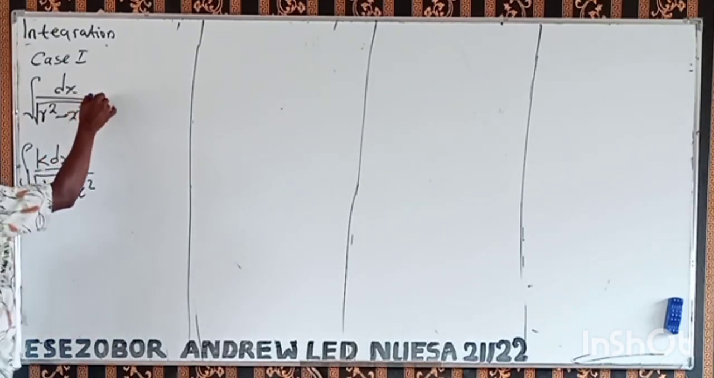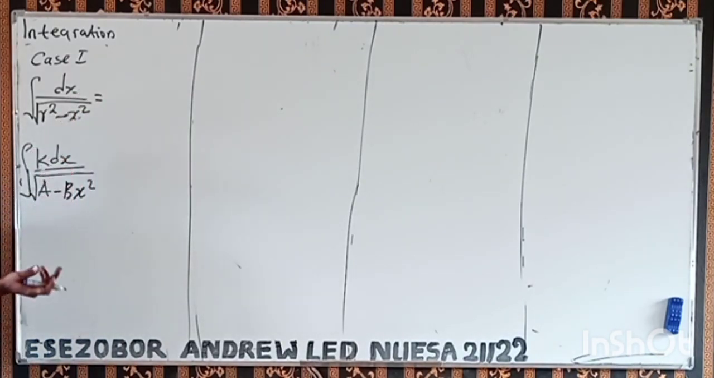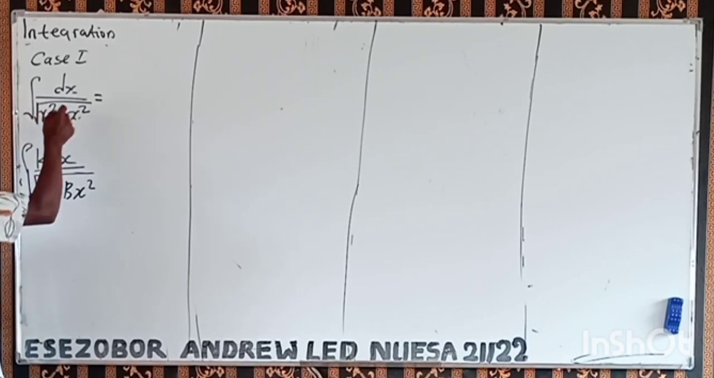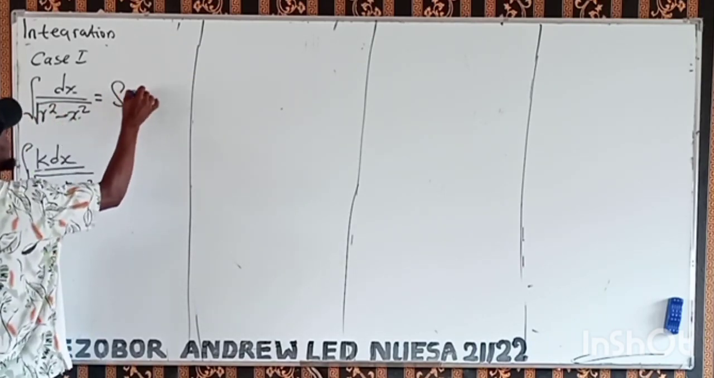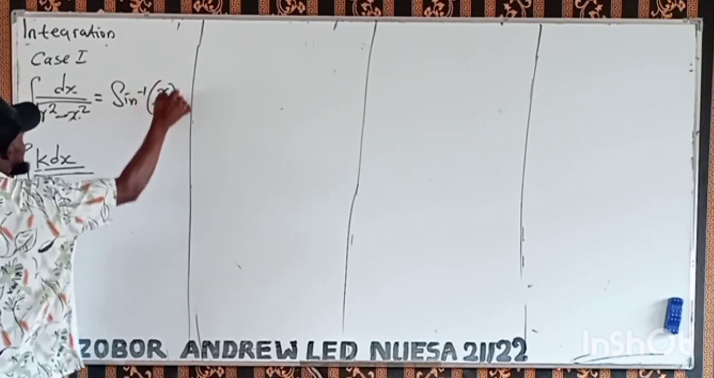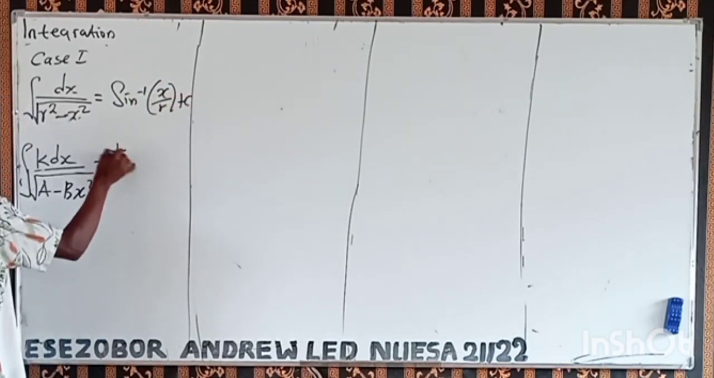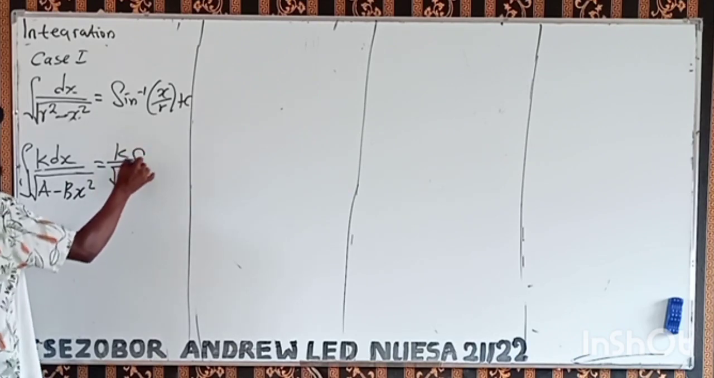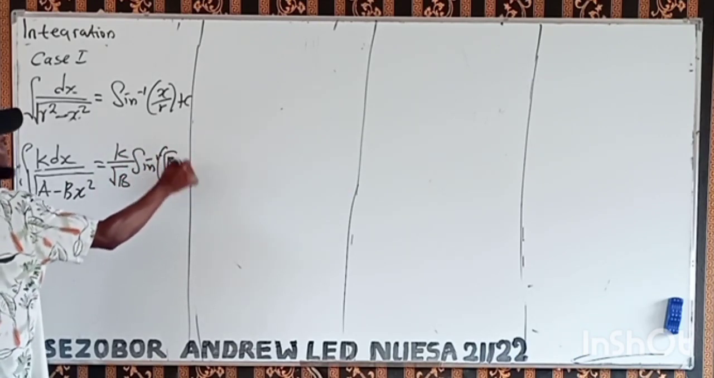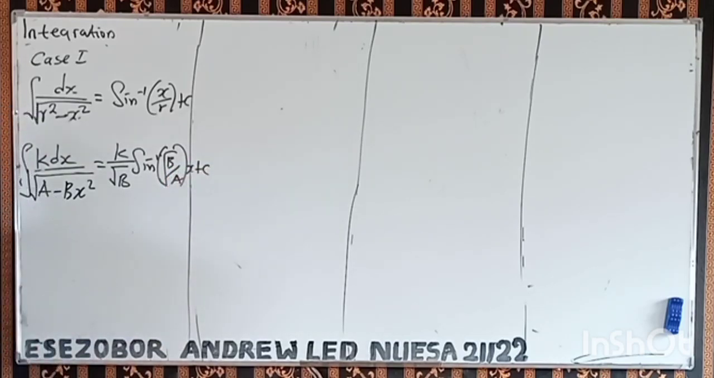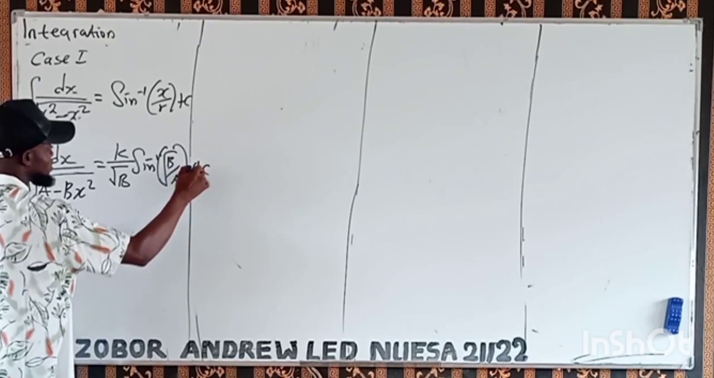So the answer for this is, ref of tan. Tan is when you have the square root of r squared plus s squared. And now this is going to be sine inverse of s over r plus c. So we have k over root b, sine inverse of root b over a s, plus c.